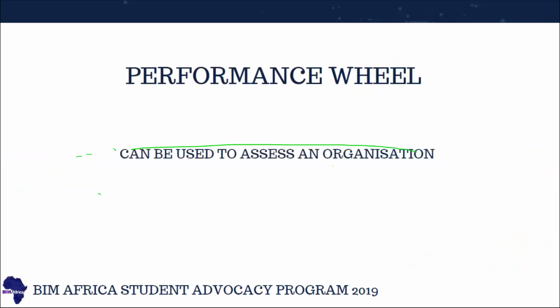Okay, so we went through all the 5 aspects, which you could choose one. So the performance wheel, this is how it looks like.